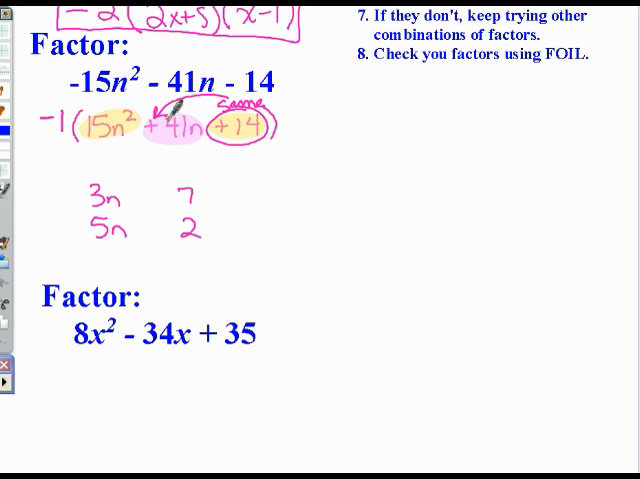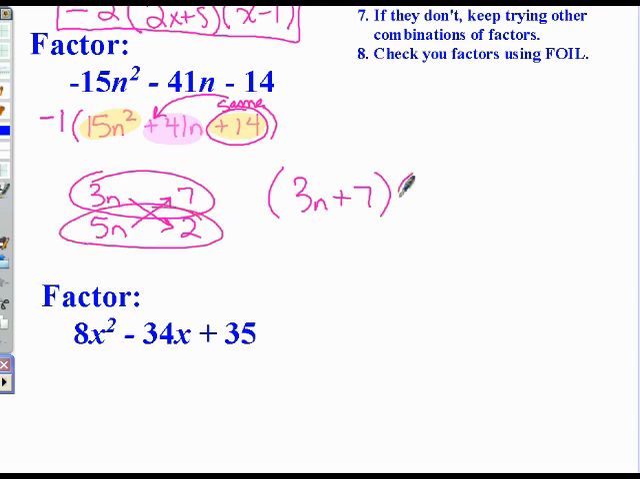Let's check the cross products. Do we get a sum of 41n? 35n plus 6n is 41n. So I know I have this binomial factor, 3n plus 7, because they're both positive, and this binomial factor, 5n plus 2. And you can check it with FOIL.